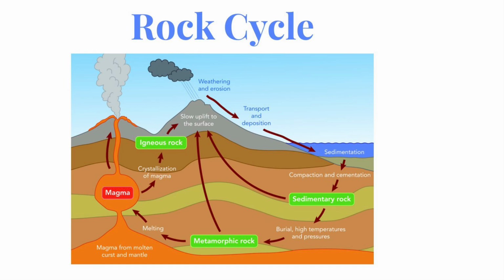Eventually, the metamorphic rock will come back to magma after enough heating and melting, and it will become this really hot lava magma from molten crust and mantle. Then we can see this whole cycle, and this is what we call the rock cycle.